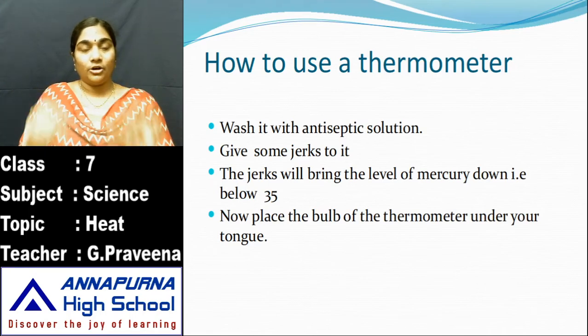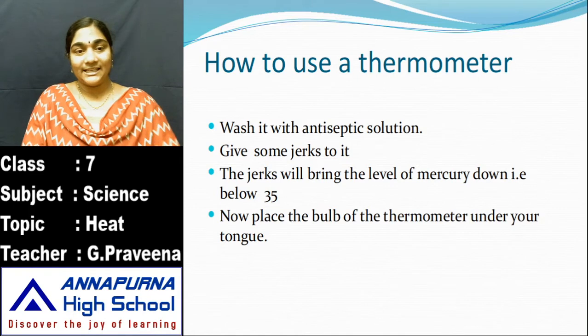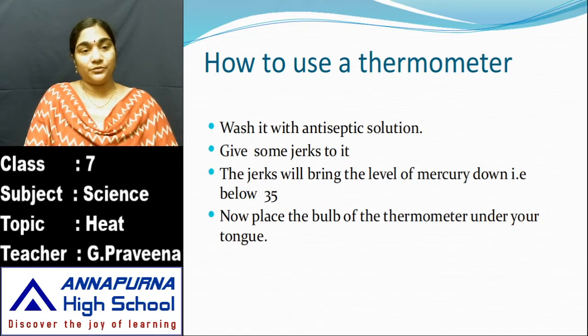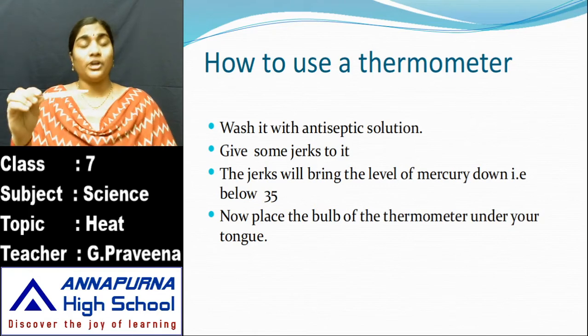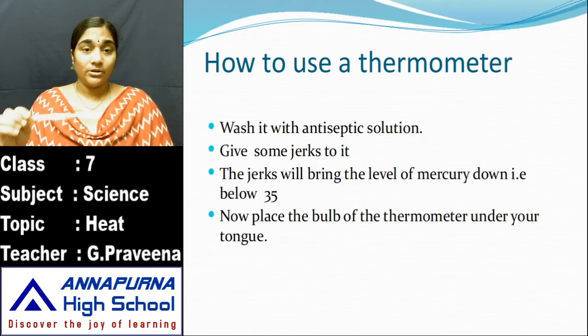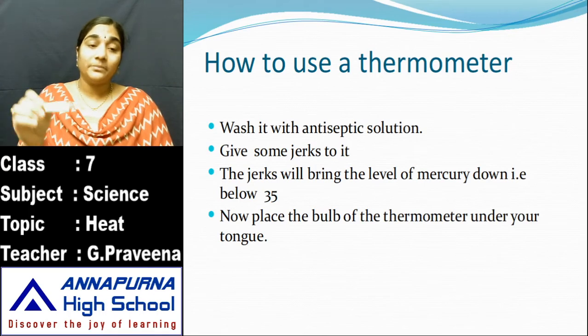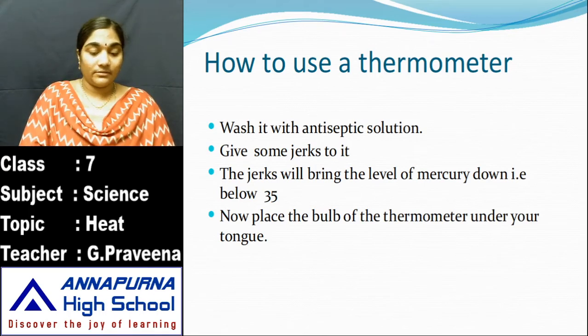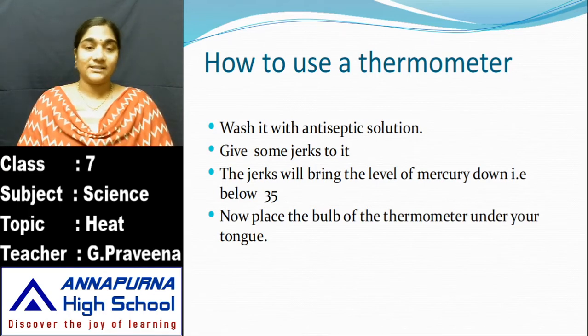Here on this thermometer, you can see the readings which exist from 35 degrees Celsius to 42 degrees Celsius. So the jerk is given so that the mercury level should come below 35 degrees Celsius. After washing it with antiseptic lotion, you have to give some jerk so that the mercury will come down below 35 degrees Celsius. Now you have to place the bulb of the thermometer under your tongue.